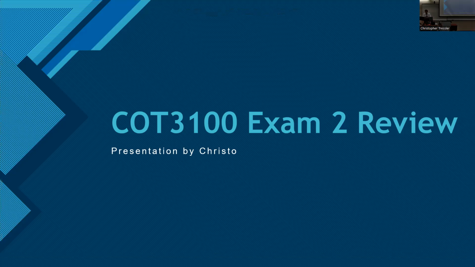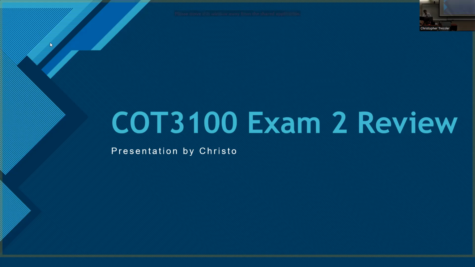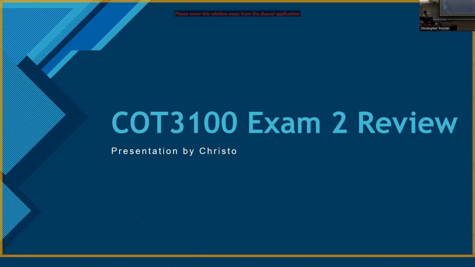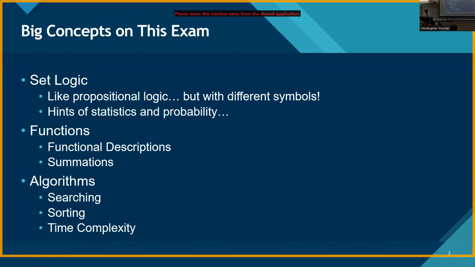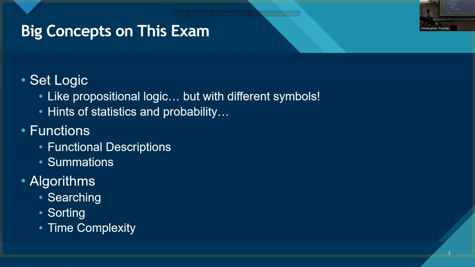With that being said, my goal here is just to go over a review of all the content that we learned for exam 2, starting with sets. And if I go a slide forward, we can see here's basically our exam 2 topics, what we're going to go over. So we're going to go over set logic, very similar to propositional logic, but with different symbols. A lot of people compare discrete to learning a new language, and I think that's pretty much true. There are hints of statistics and probability. If you took a stats class, whether in high school or college, you'll probably notice that you already know some of this stuff.